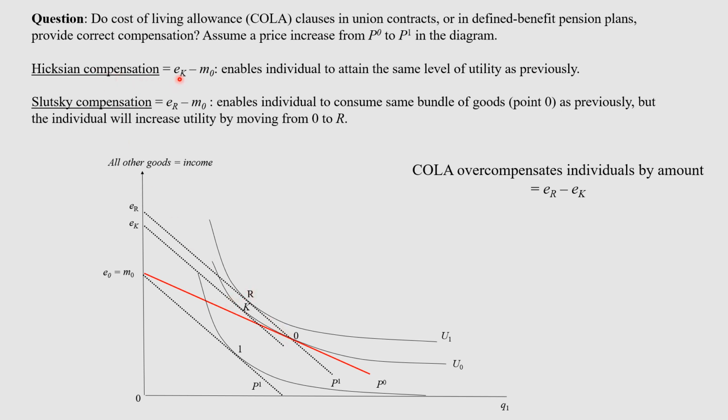So Hicksian compensation, EK minus M0 or E0, enables an individual to attain the same level of utility as previously. Slutsky compensation, ER minus M0, enables individuals to consume the same bundle of goods, point 0, as previously, but the individual will increase utility by moving from 0 to R.